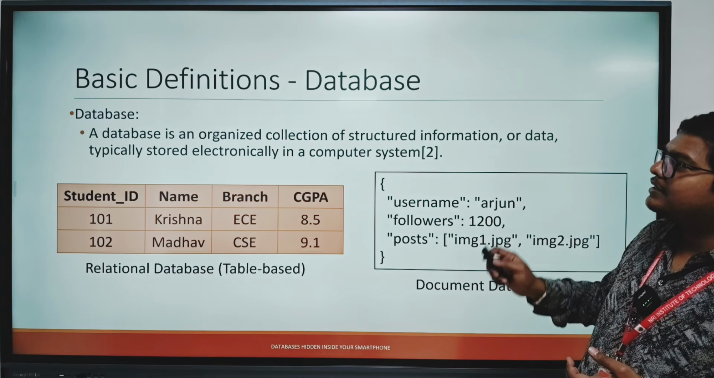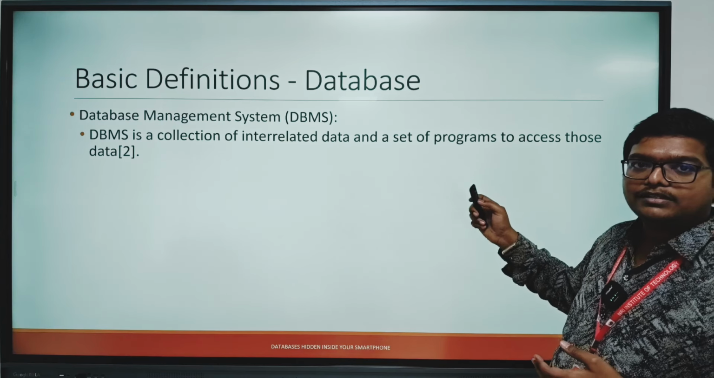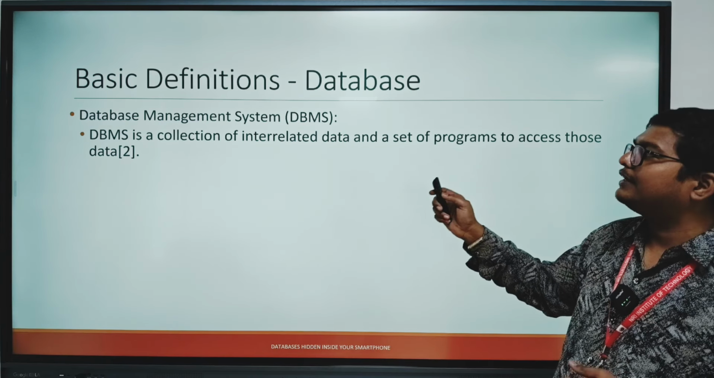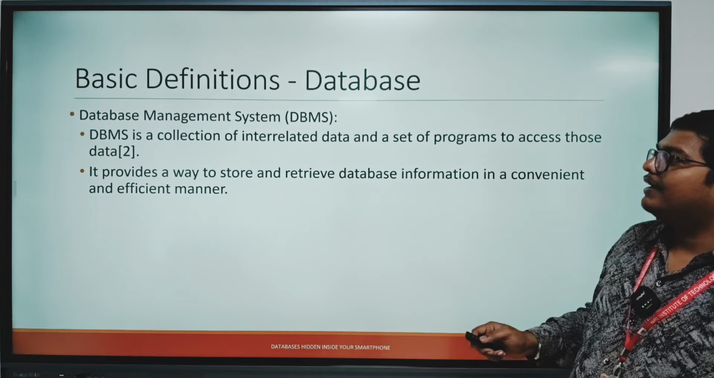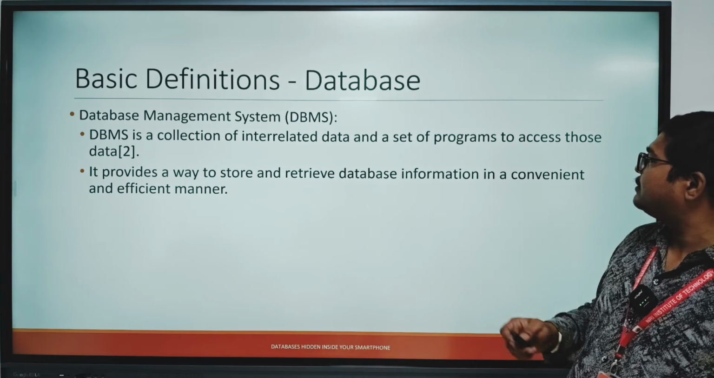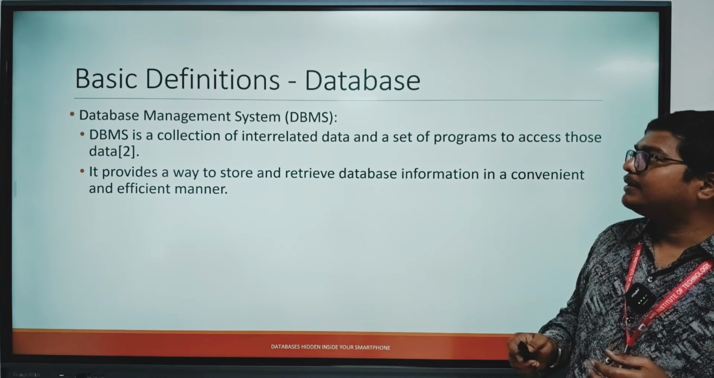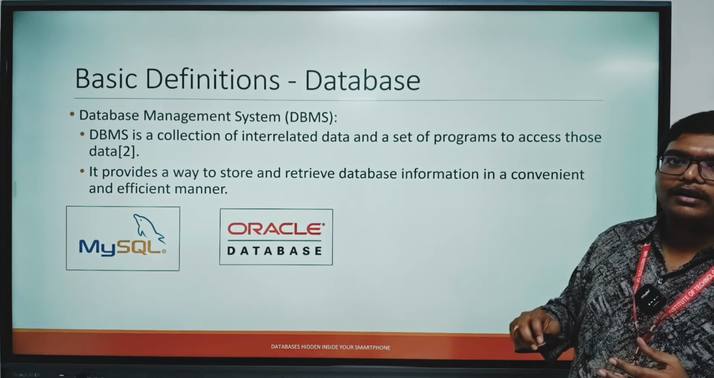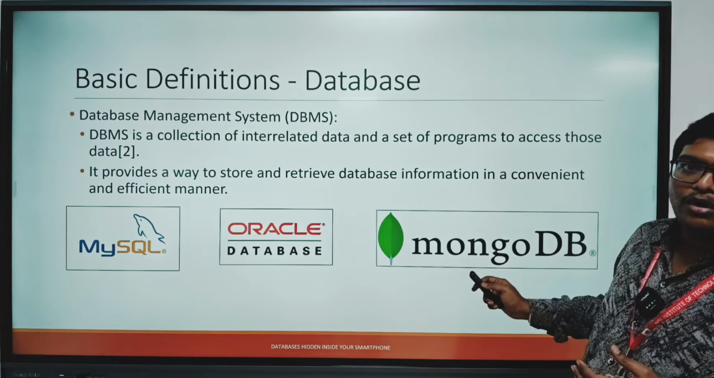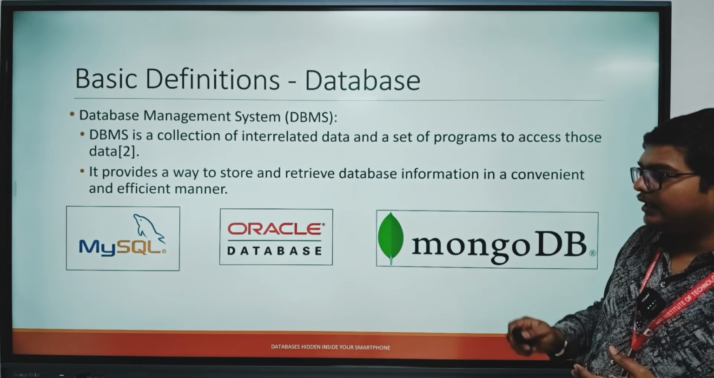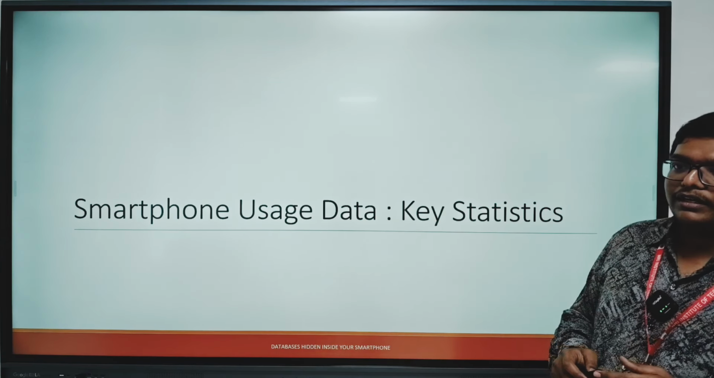Now that we have covered what is data and what is a database, let us move on to what is DBMS, database management system. A database management system is a collection of interrelated data and a set of programs to access those data. The advantage is it provides a way to store and retrieve database information in a convenient and efficient manner. Examples are MySQL and Oracle, which are mainly used for relational databases, and we use MongoDB to store documents, as a document database. Now let us see some key statistics of smartphone usage data.